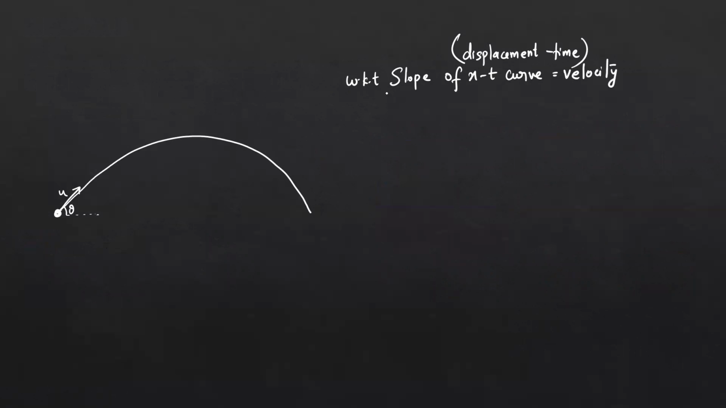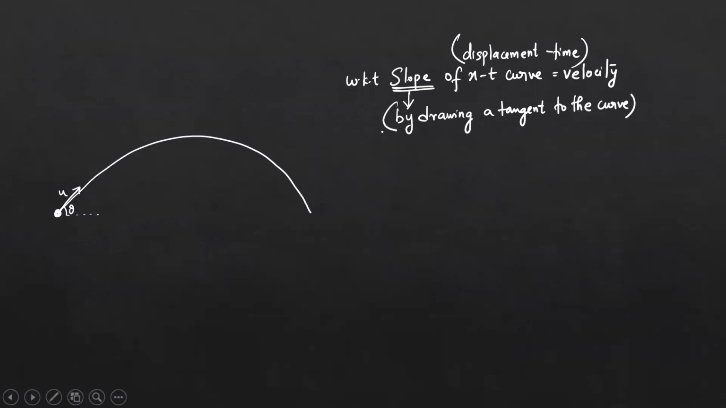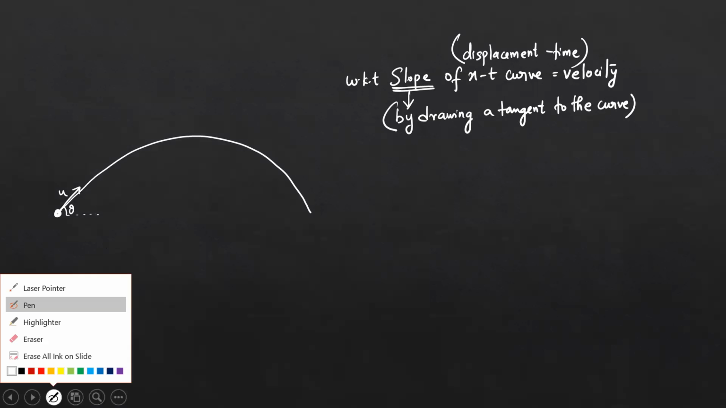And how do we find the velocity? We need to find the slope. And how do we find the slope of the curve? It is obtained by drawing a tangent to the curve and checking how much angle it makes with the x-axis, and tangent of that angle will give you the slope. And slope is giving us velocity, isn't it?